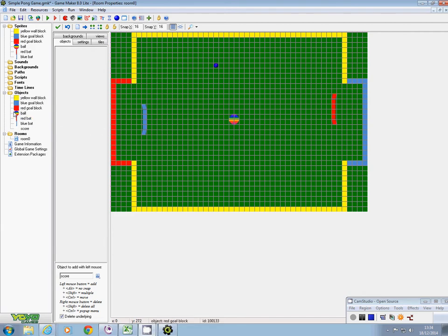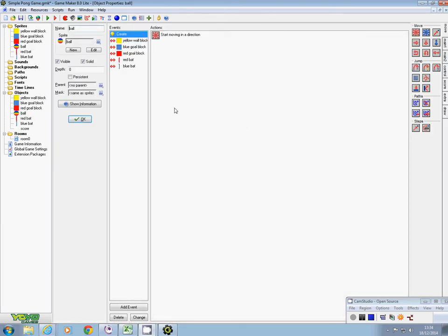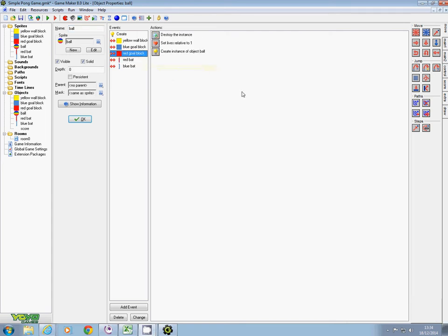So I'm going to go back to the ball. I'm going to go back to the red goal block, get the right bit. I'm going to say, well, I only want to put the ball back in the middle if the score is less than 10. So in this case I want to ask what the lives are. So we'll go back to the score and then go back to the lives here.